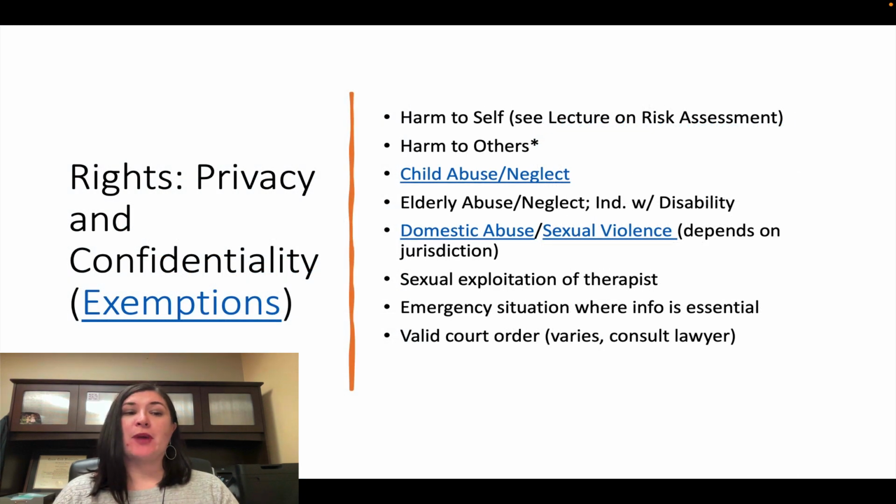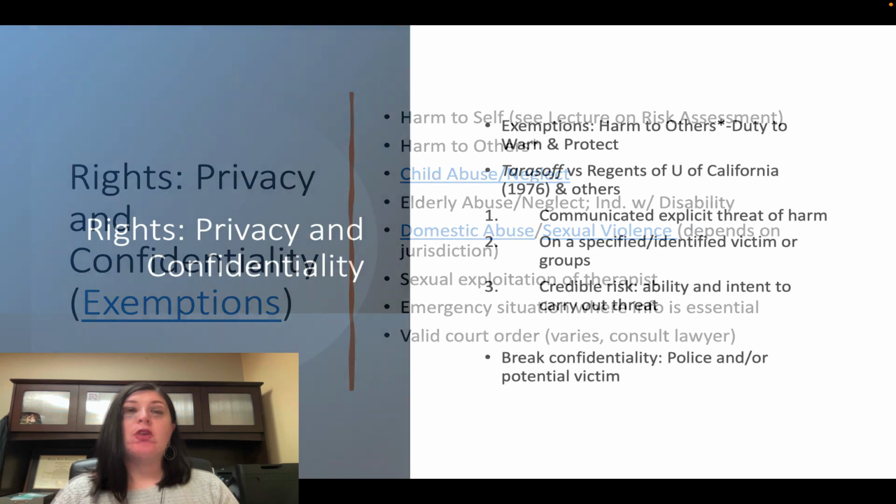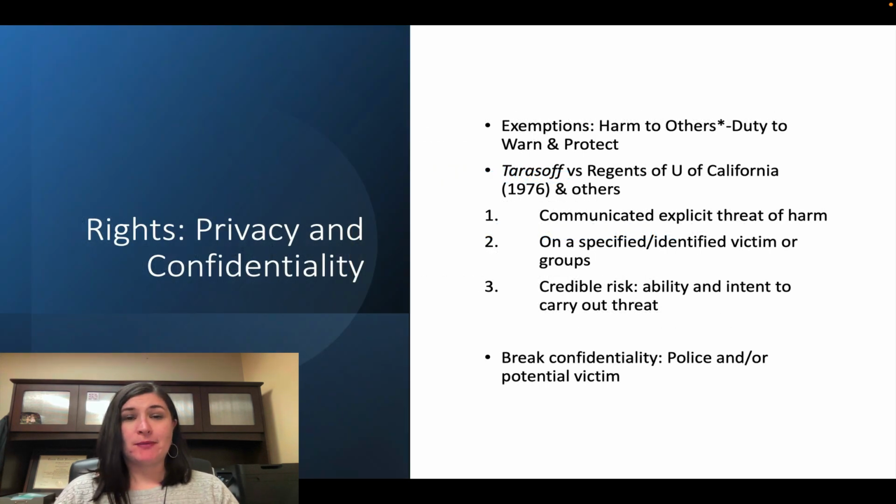There are some exemptions to the rights and privacy of confidentiality. For some jurisdictions or states, harm to self can also be a reason why we might reveal this information or break confidentiality. Harm to others, like homicidality. Child abuse and neglect. Elderly abuse, neglect, or those individuals with disability. In some states, domestic abuse and sexual violence. Sexual exploitation by the therapist. Or if there is an emergency situation where info is essential, or if there is a valid court order, which is what we call a subpoena from a judge or a consultant lawyer.